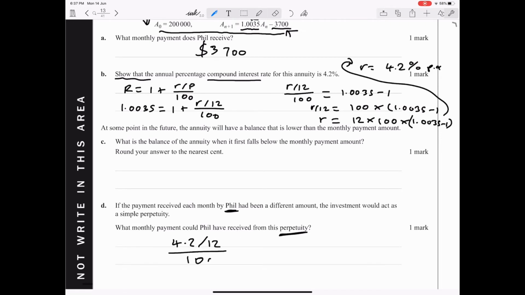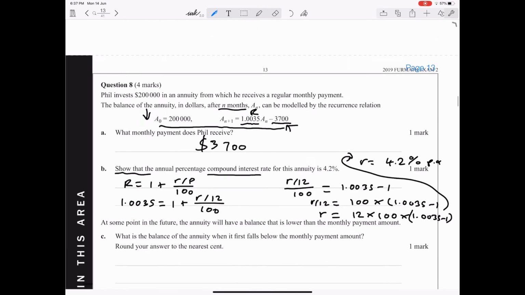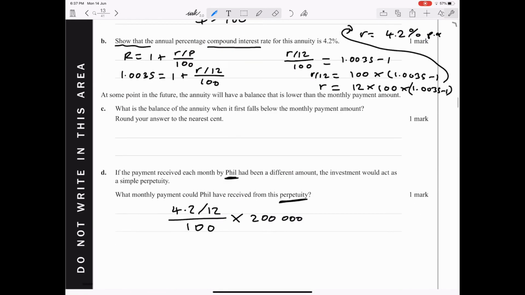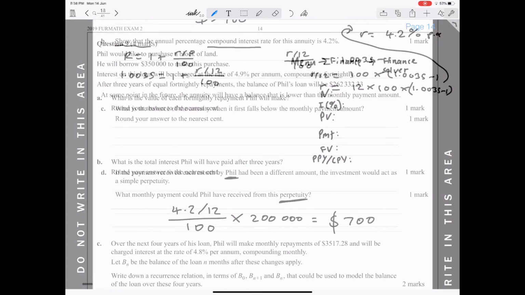So write it like that, 4.2% divided by the compounding periods on 100 times the amount he invested into the bank, which was $200,000. And you put that on your calculator and you'll get $700. So therefore his monthly payments were $700 if he had invested this money into a perpetuity.